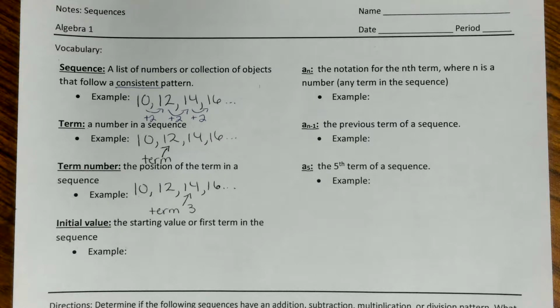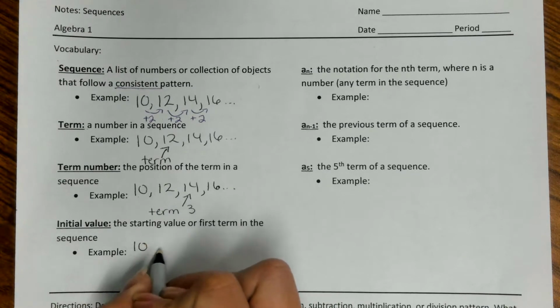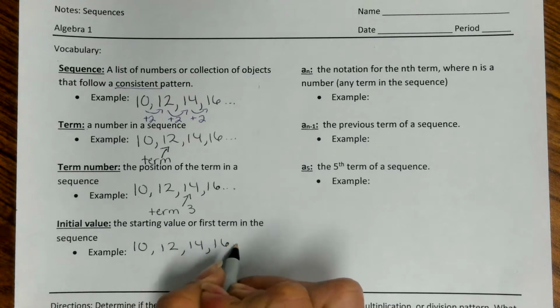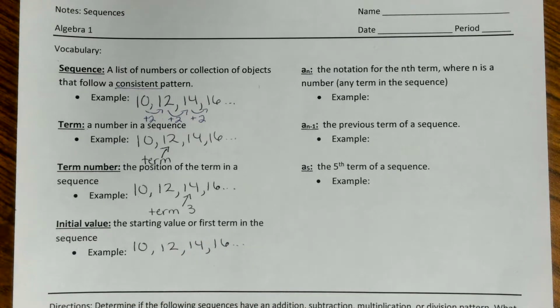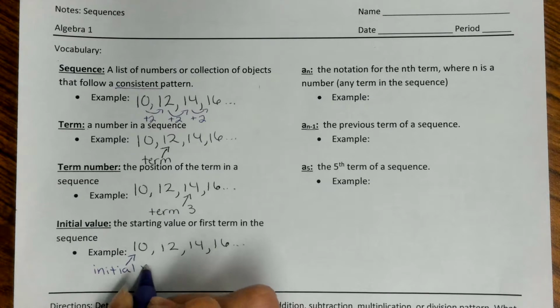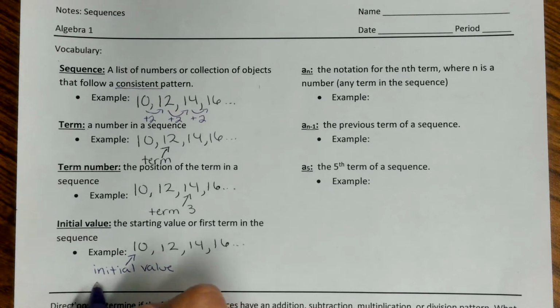Okay, our initial value, the starting value, or the first term in the sequence. In our same sequence, we have 10, 12, 14, 16, and so on. Our first term or initial value is 10. So this is our initial value, because that's term number 1.